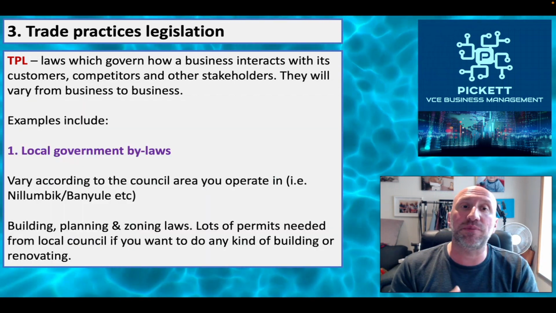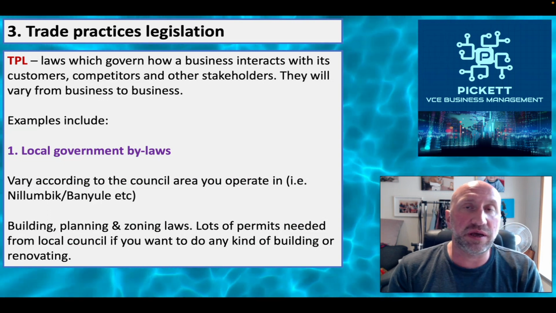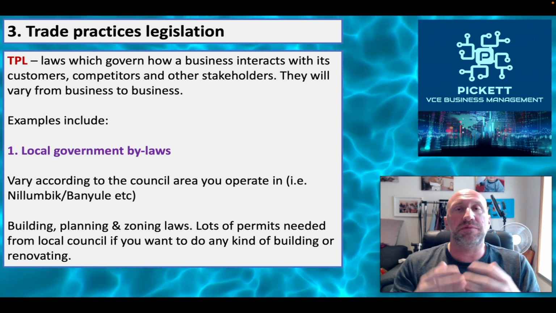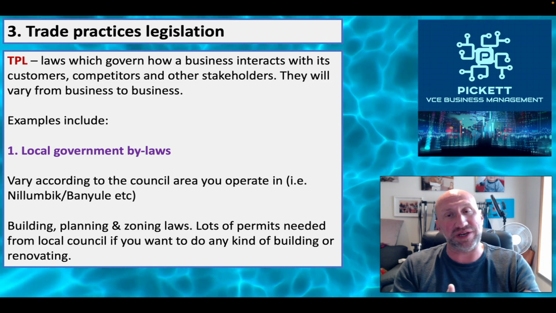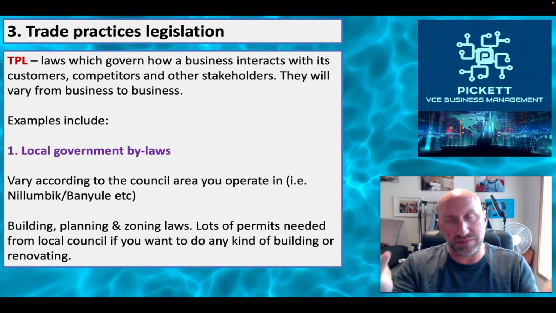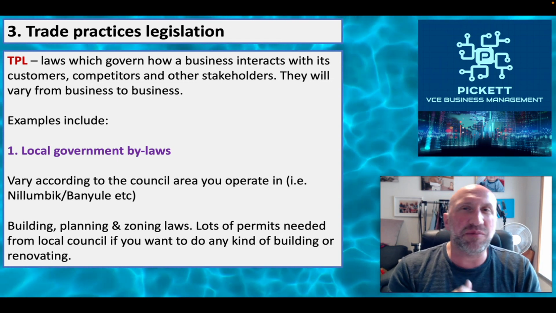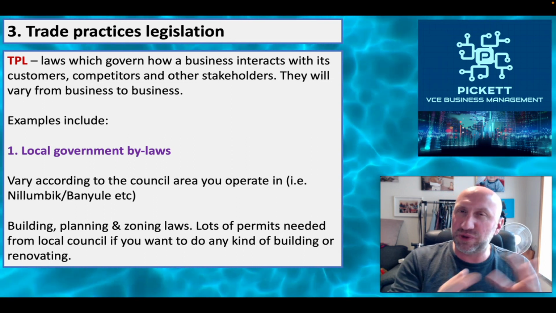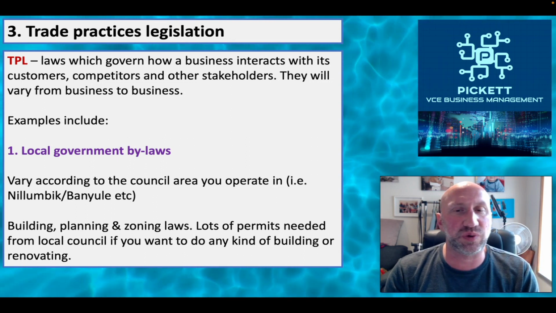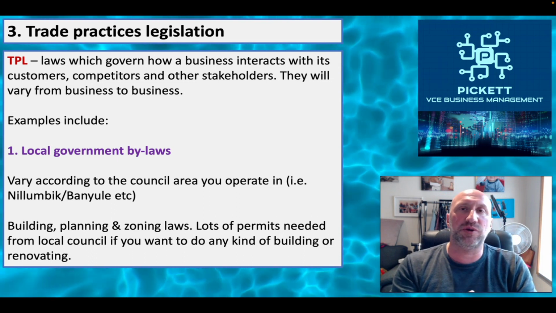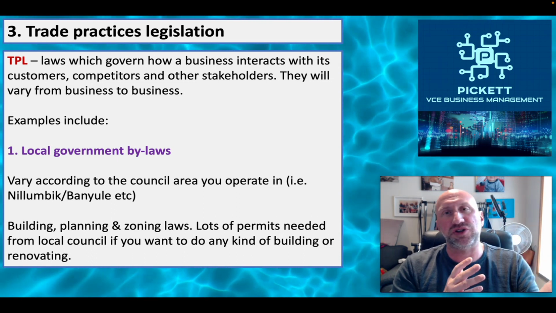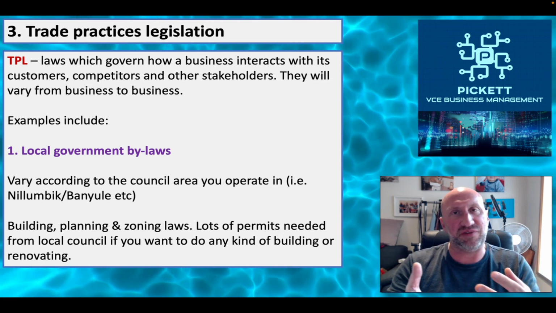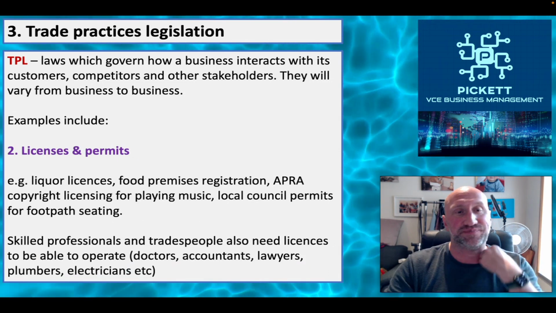So just some examples to put this in context for you. Local government bylaws would be one. These are going to vary according to which local council area your business is operating in. So for example, Nillumbik, Banyule around here. And it might include such things as building, planning, and zoning laws. Again, we touched on this much earlier in the course as well. There are lots and lots of permits you need from council if you want to do any kind of building, renovating, anything like that. So this would cover that type of eventuality.